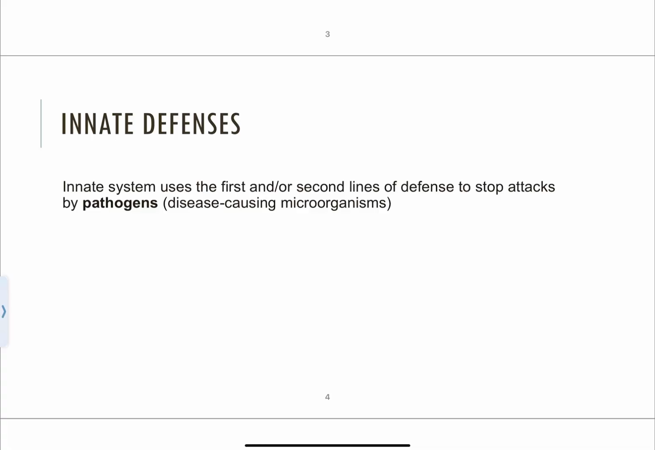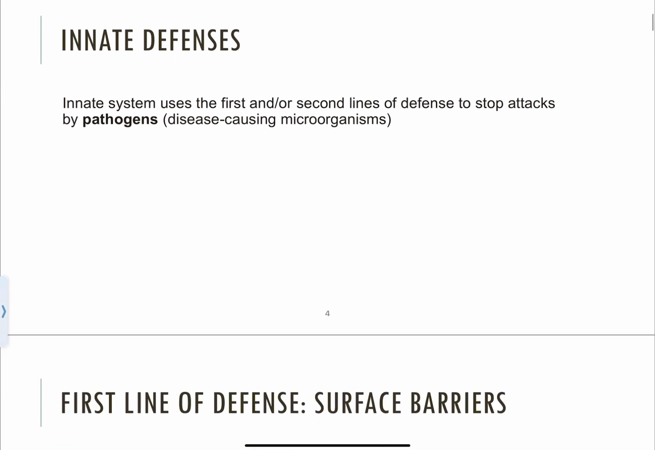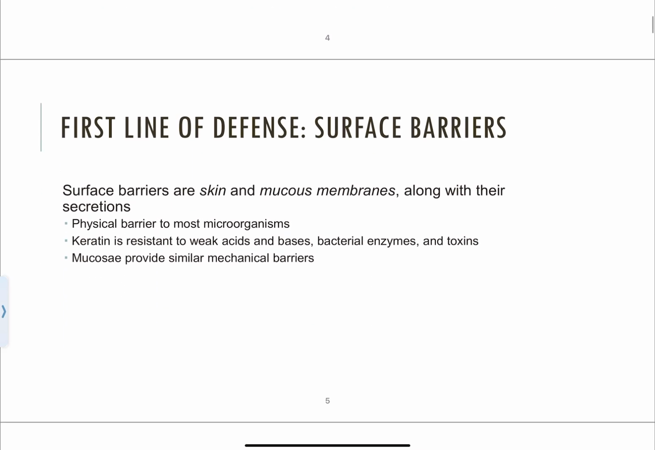Like I mentioned previously, the innate system uses the first and/or second lines of defense to help stop attacks by pathogens. What is a pathogen? It's pretty much any disease-causing microorganism. It could be a virus, bacteria, fungi, anything like that. So let's talk about the first line of defense of our innate immune system, which includes our surface barriers. We have two major surface barriers, our skin and our mucous membranes.